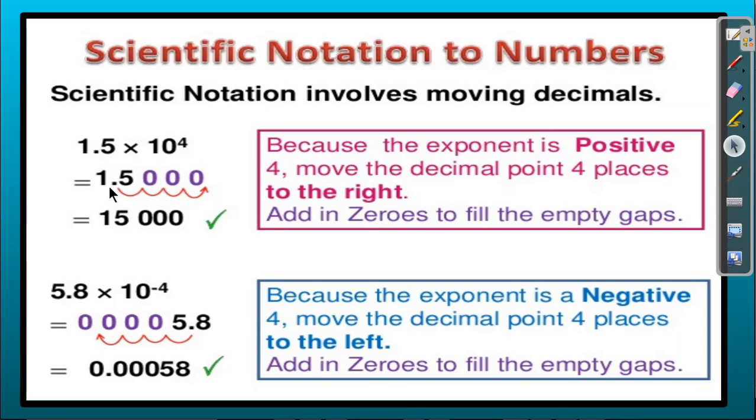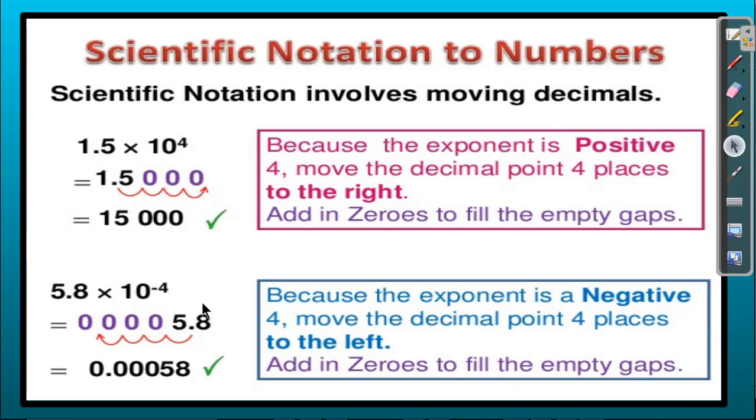So it says 4. Here it is. 1, 2, 3, 4. You are moving it right here. And you're filling each one of these spaces with a 0. So it becomes 15,000. It's the same number. It's just different ways of writing the same number. Scientific notation versus what you're used to, okay? Regular notation.